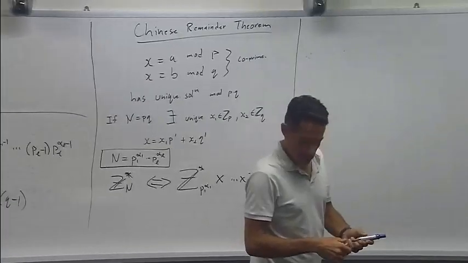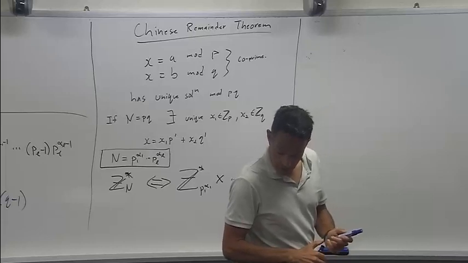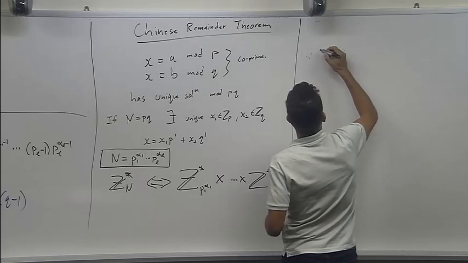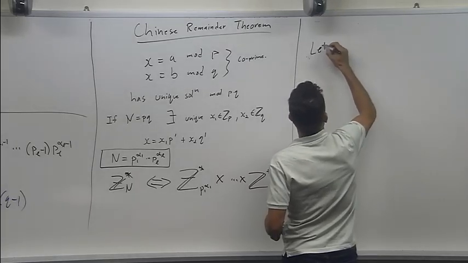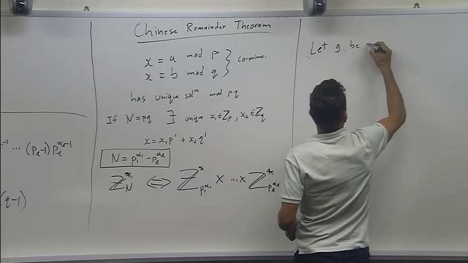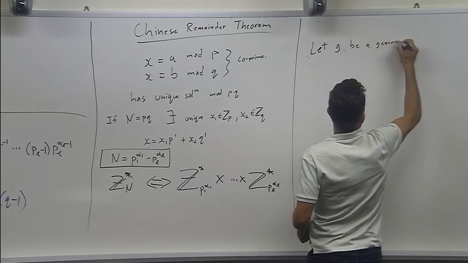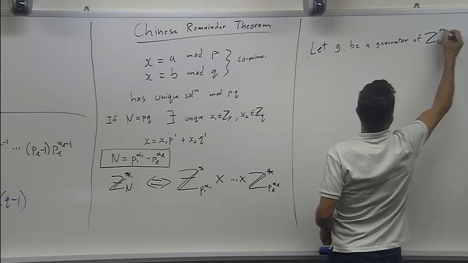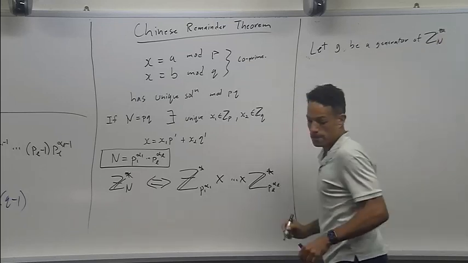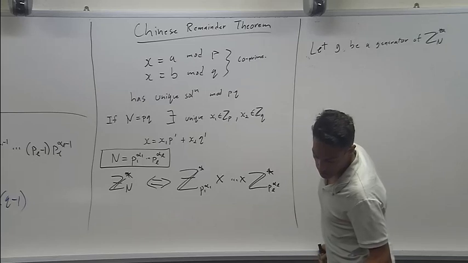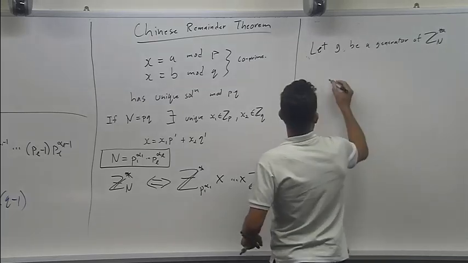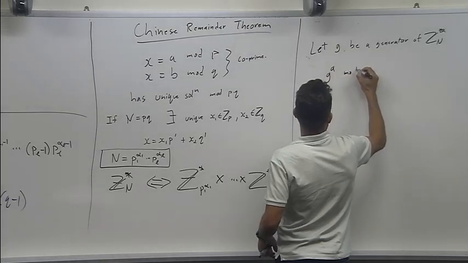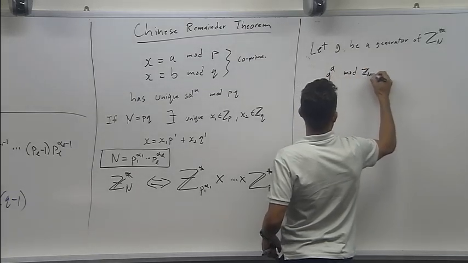So let's say that you have some generator. So Zn star happens to have a generator. We're going to call it G. And I ask you to do something like G to the A mod N.